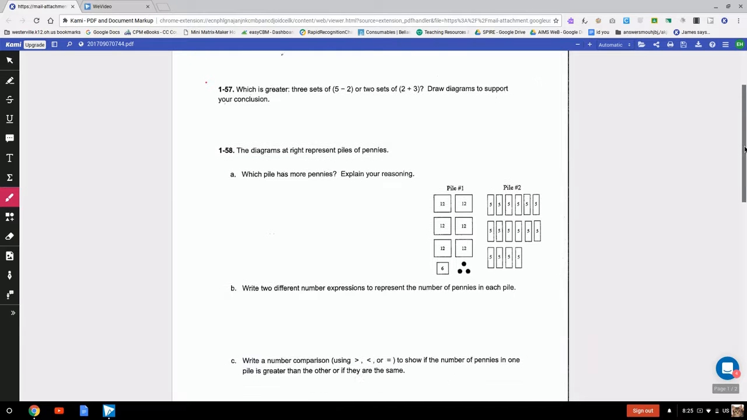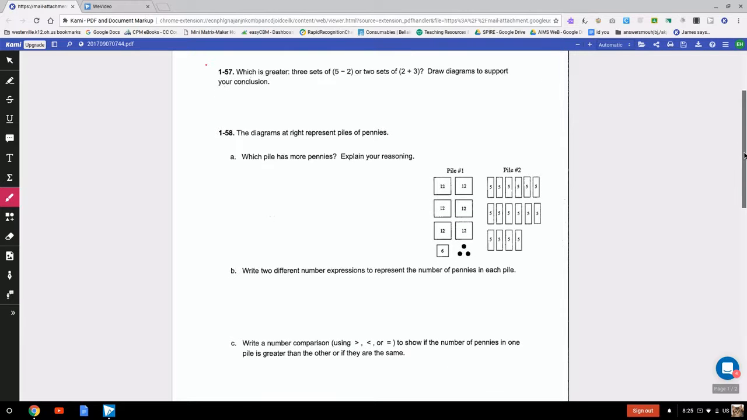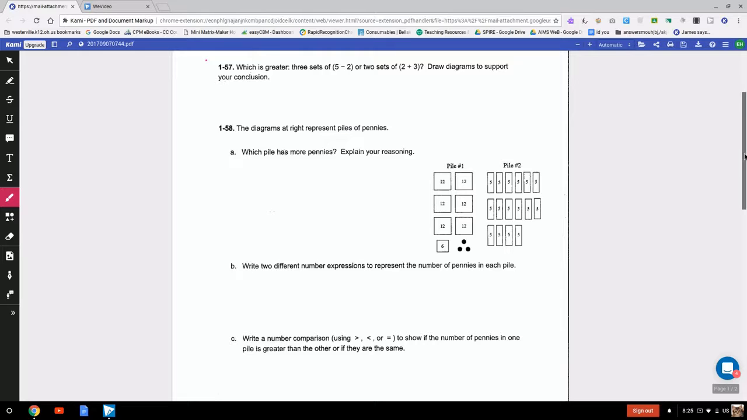If you're just here to check your answers, feel free to scroll to the end and pause it and go through so you're ready to grade your paper in class and save some time.